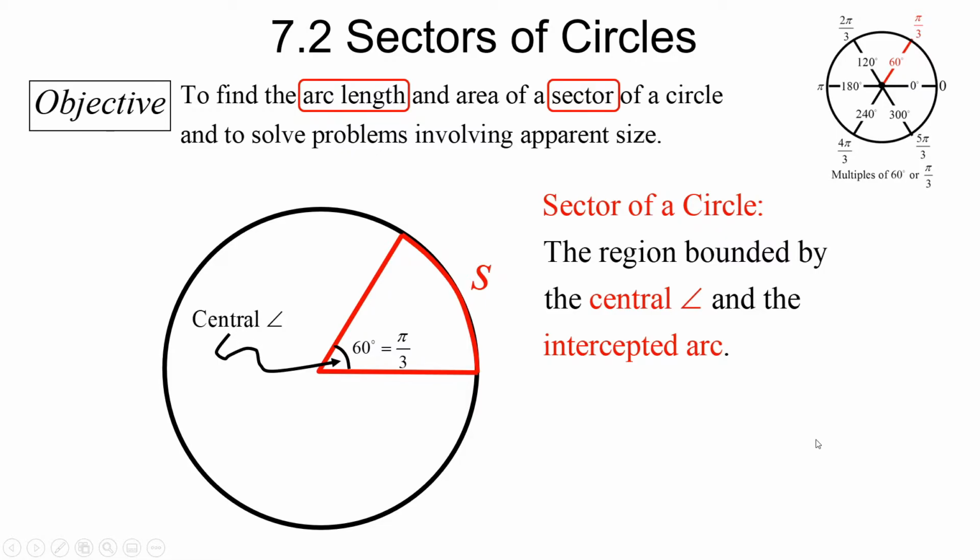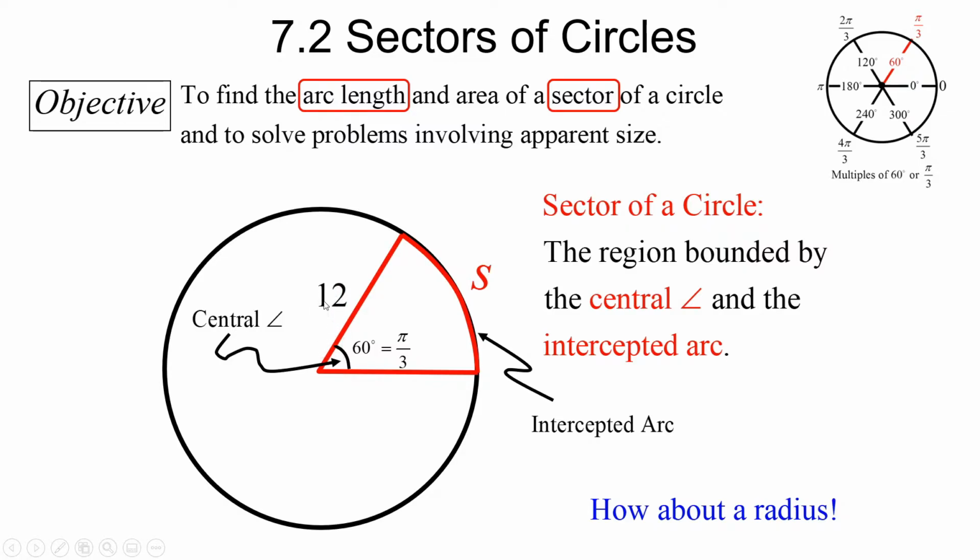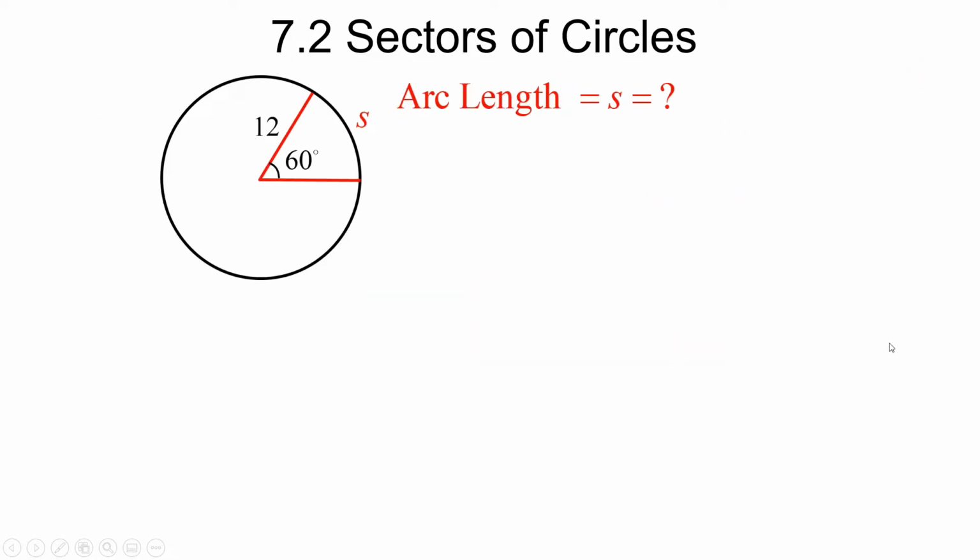For instance, on the next problem. Oh, by the way, there's the intercepted arc right there. How about a radius? Well, let's throw a radius in here. This looks to me like, I don't know, 12. I'm kidding, that could be anything, but let's throw a 12 there. Okay, so with that diagram, let's answer some questions.